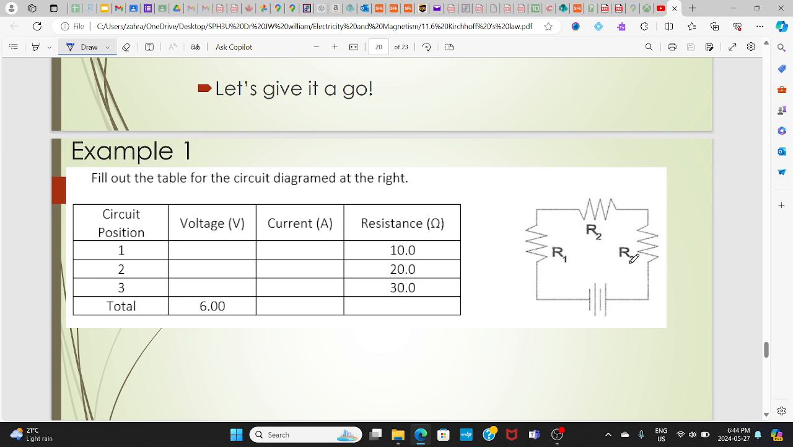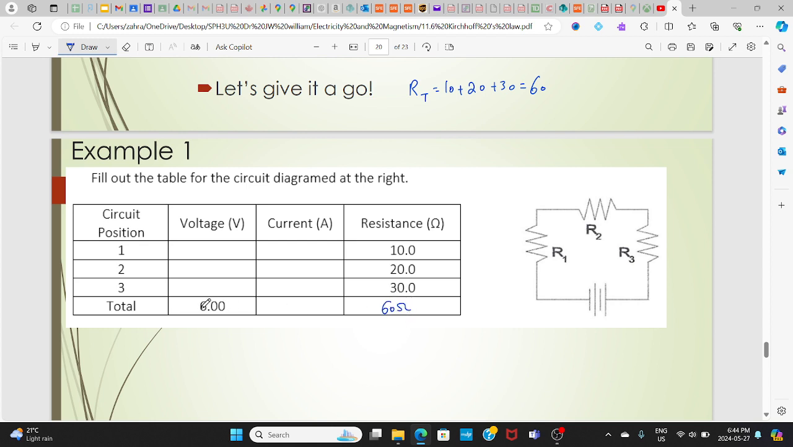R1, R2, and R3 are connected in series. The first thing we do, we need to find the total resistance of the system. So the resistance is in series, so you just add them, right? Our total is going to be R1 plus R2 plus R3. R1 is 10 plus 20 plus 30. It's going to be 60 ohm.